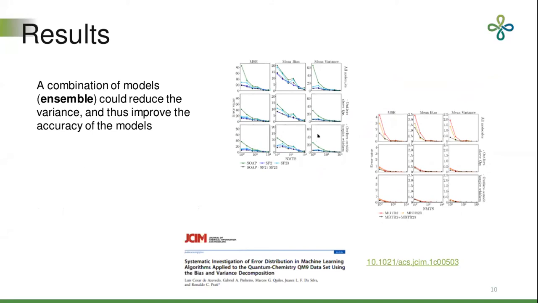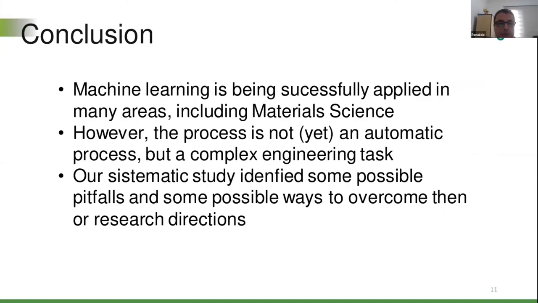We are also able to build a better model by combining different representations, but I don't have much time to discuss that. So to conclude, machine learning is being successfully applied in many areas, including materials science. However, this process is not yet an automatic process, but a complex engineering task. We could identify some possible pitfalls and some possible ways to overcome these pitfalls, and also some research directions for improving the representation of the molecules.